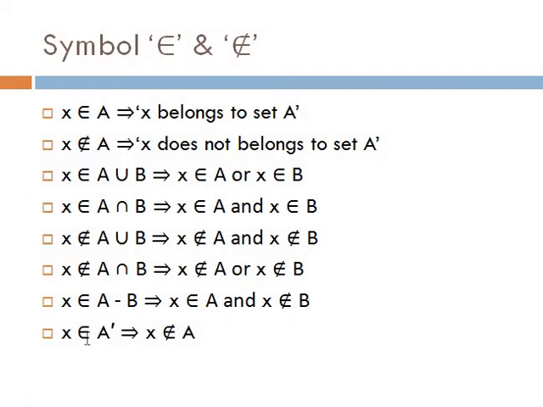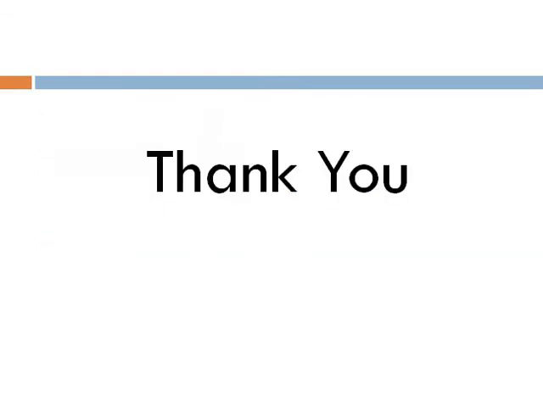Now if X belongs to the A complement set, then X does not belong to the A set. The vice versa is always true. As we know, the intersection of A and A complement is the phi, the null set. So vice versa is always true. That is, X belongs to A implies X does not belong to the A complement set. So I conclude here. Thank you for listening.